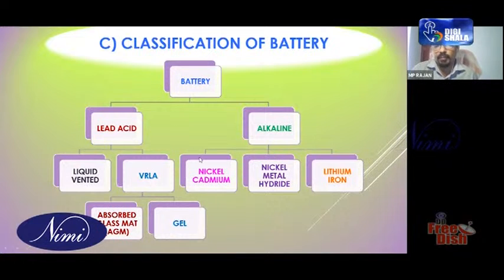Beyond this, so many other batteries are also there, depending upon the type of electrodes and the electrolyte used. Like silver zinc batteries are also available, where the positive plates are silver, the negative plates are zinc, and potassium hydroxide is the electrolyte. So in our country, these types of batteries are generally being used.